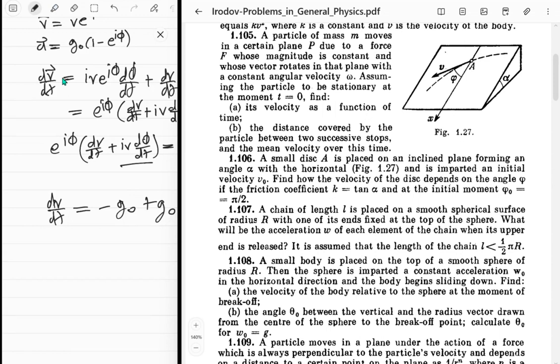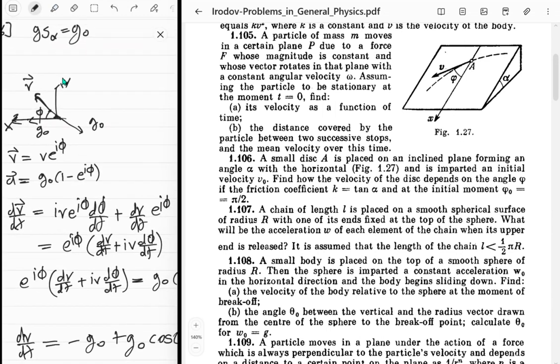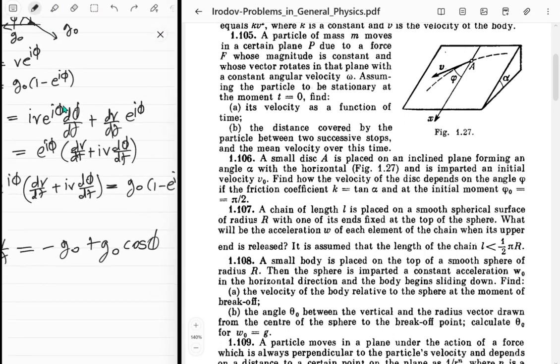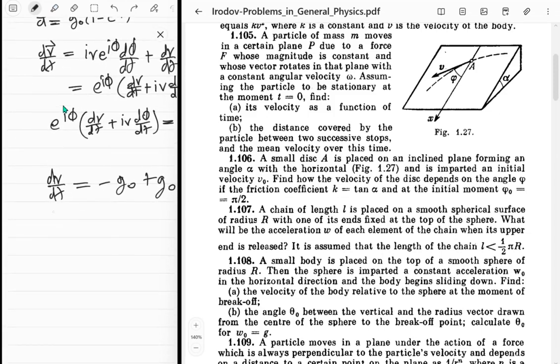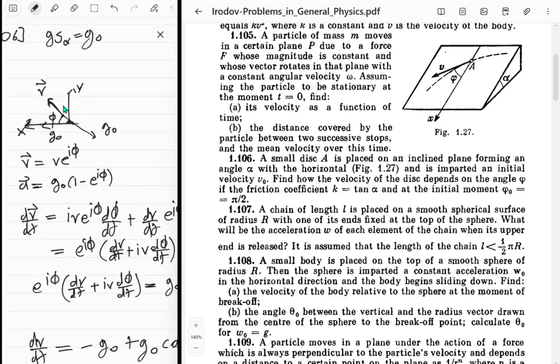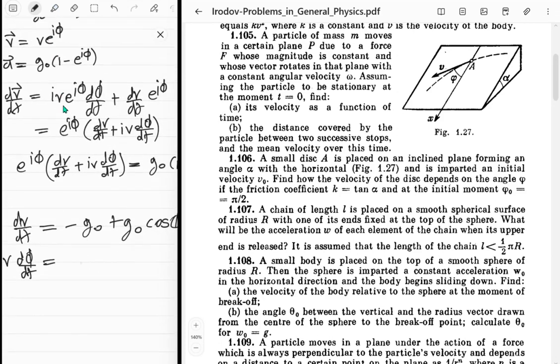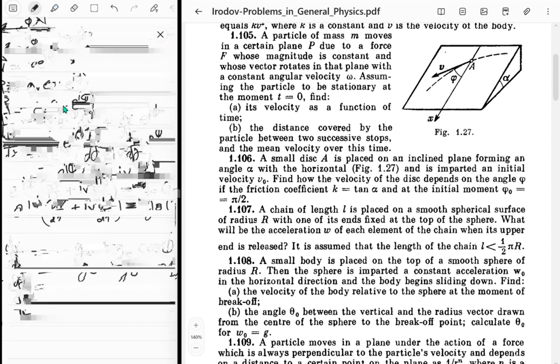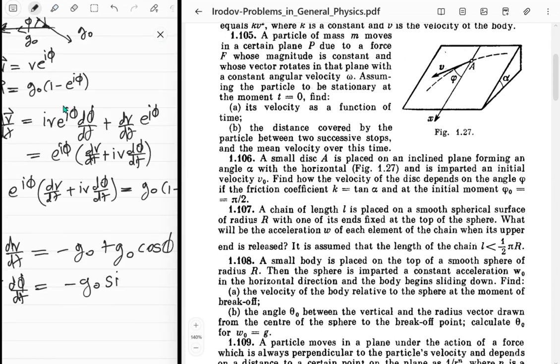So the tangential acceleration would have been v omega. I would have never figured this out if it was not for this weird complex thing happening. Anyway, v omega, so like v d phi upon dt, that is equal to, just looking from the diagram, d phi upon dt is in this direction, so that means it's supposed to be negative g naught sine phi.